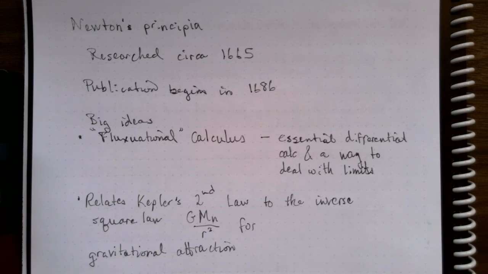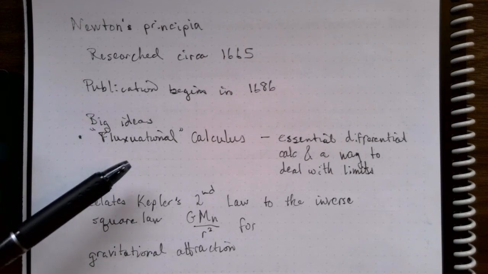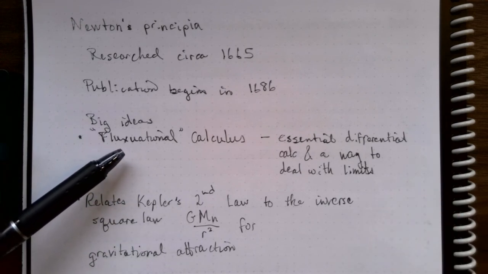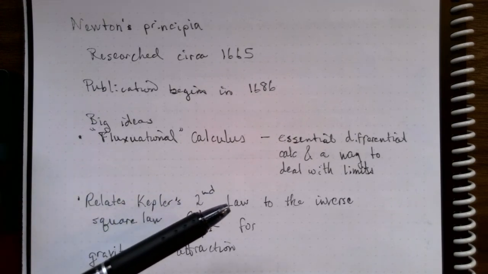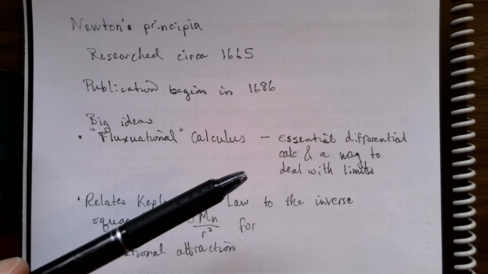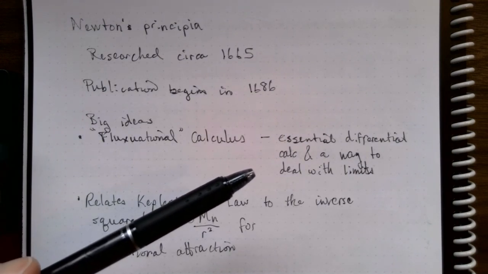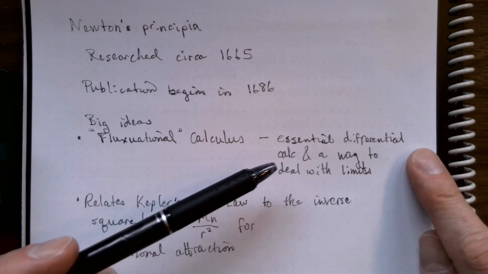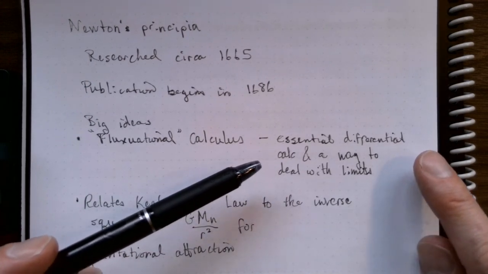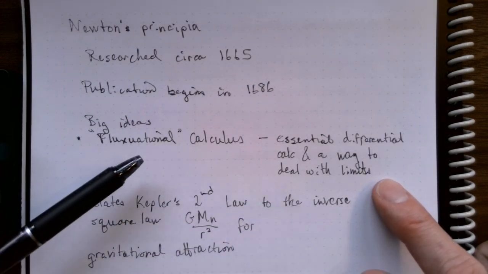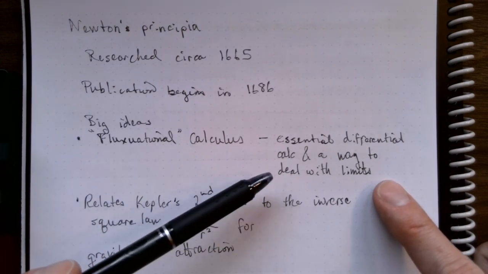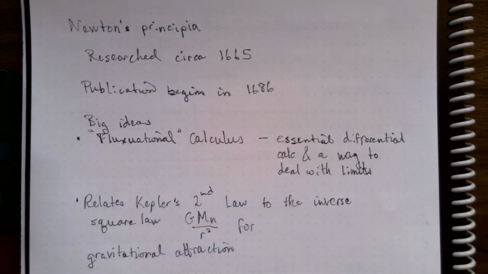So the big ideas in Newton's Principia were the fluxional calculus, which is essentially differential calculus, because when Newton is doing this work, he has to deal with quantities that are continually changing. So basically he invented differentiation to deal with that process. And to deal with differentiation, Newton has to figure out a way to deal with limits. And that's what that fluxional calculus is about. It's basically Newton's way of dealing with limits. So that's a huge thing to come out of this work by Newton.